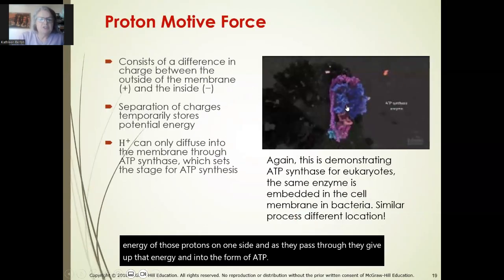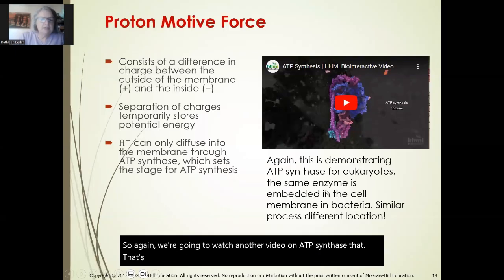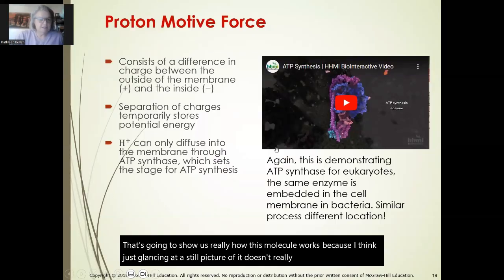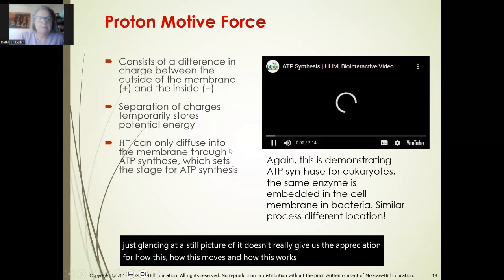So again, we're going to watch another video on ATP synthase that's going to show us really how this molecule works, because I think just glancing at a still picture of it doesn't really give us an appreciation for how this moves and how this works.